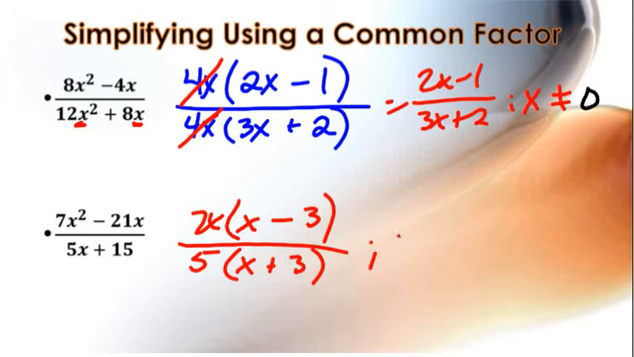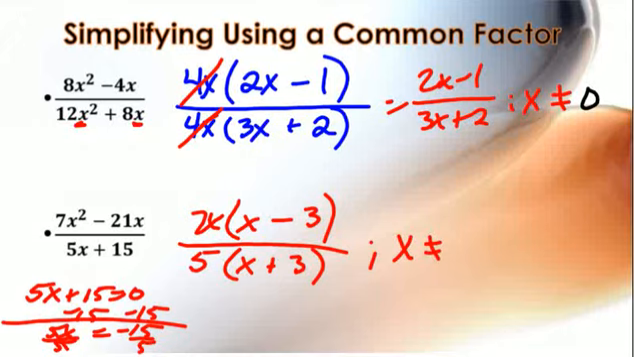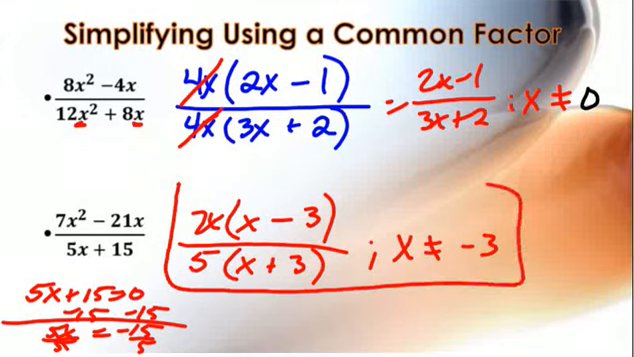And then we would have to say x cannot equal, let's see, 5x plus 15 equals 0. Subtract 15 on both sides. 5x equals negative 15, divided by 5 on both sides. X cannot equal a negative 3. So this would be our answer.